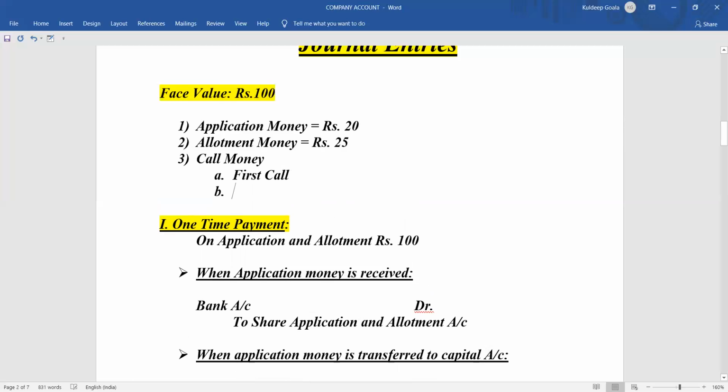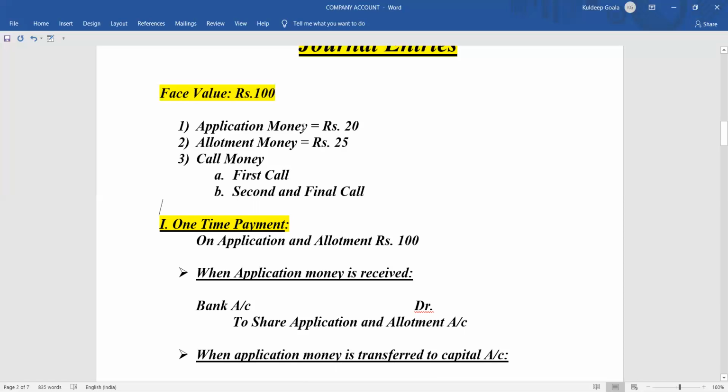We call it share first call. It might be second call. Let's say second and final call, only two calls I'm taking. It might be more than that: third call, fourth call, fifth call, sixth call. And the last one will be the final call. Suppose the fifth one is the last, then it will be fifth and final call. So in this way it's being divided.